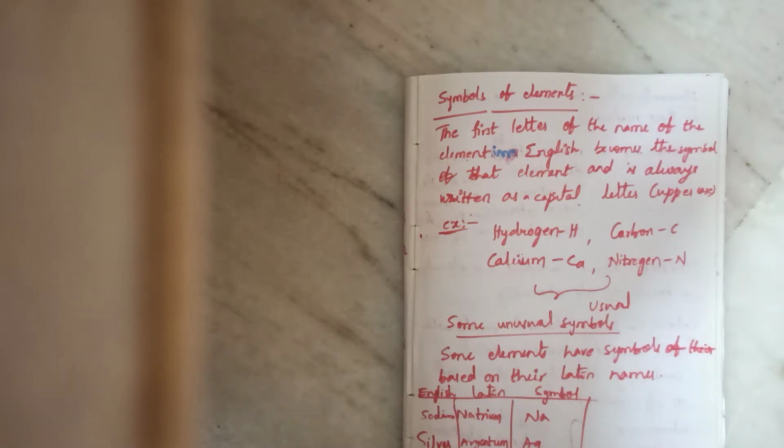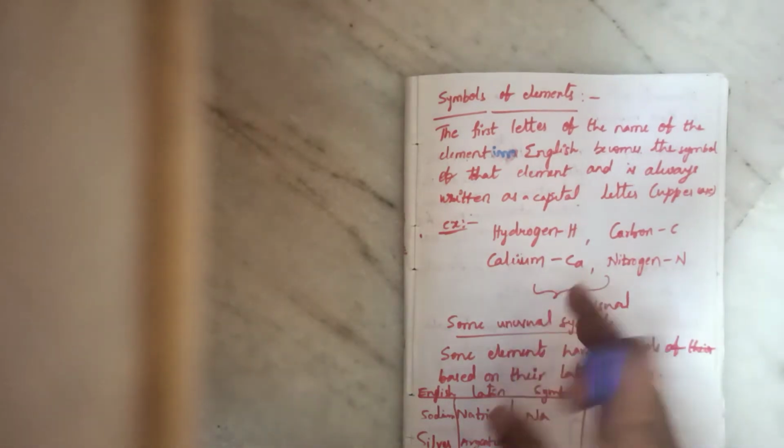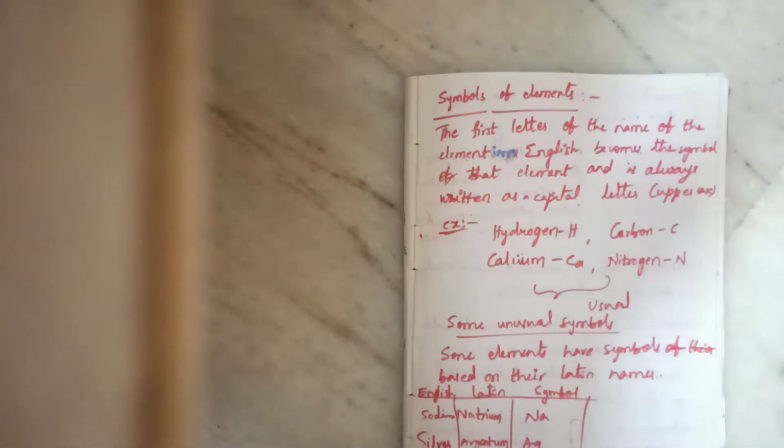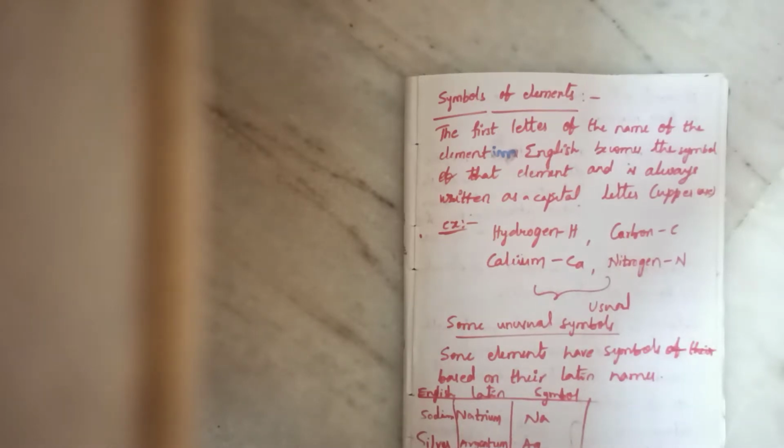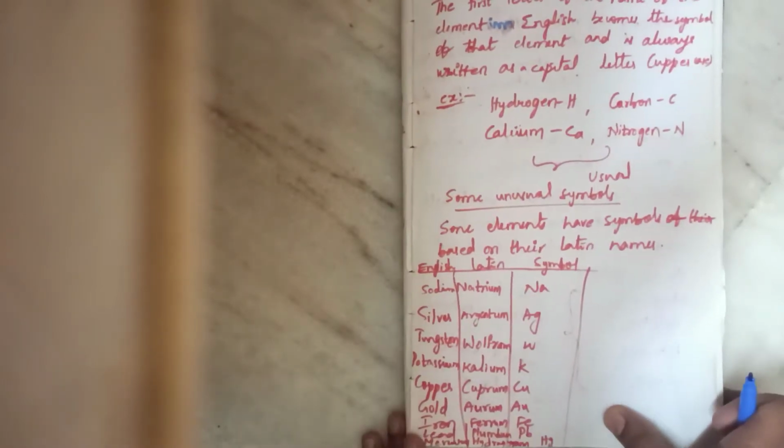For that, we have to know some information about symbols of elements. We know that symbols of elements are taken from the English names. The starting letter is taken for the symbol, and the symbol is the most important thing to write chemical equations first. And some symbols are taken from Latin words, the starting letter from the Latin word.